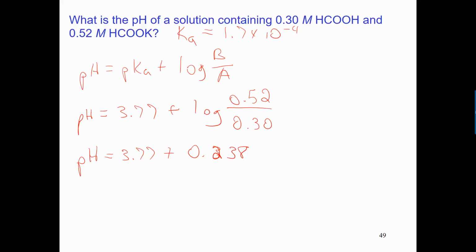Okay, what was your question? How did you get the pKa, 3.77? If you take the negative log of 1.7 times 10 negative 4, which is your Ka, it'll give you the pKa. Just like for the pH, you take the negative log of the H plus. And when do we use this formula? When you have a buffer. And how do we know we have a buffer? Because you have significant amounts of both acid and base.